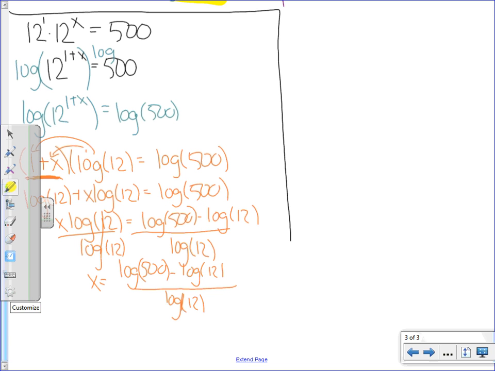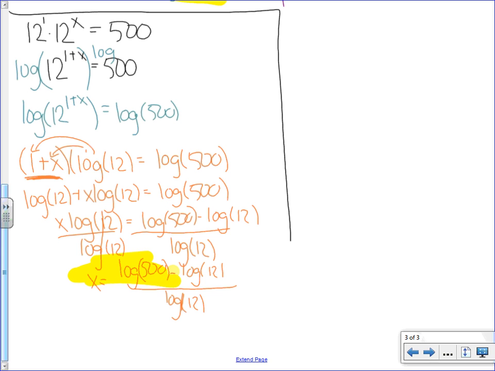All right, 3 different ways to do the exact same problem. I don't care which way you do it. All I care is that you do it right, and that when you pop this in your calculator, you round appropriately, and you get that x is approximately 1.5.